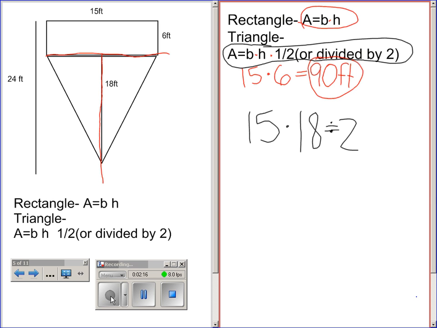So 15 times 18 is 270. To get 270, you must use order of operations. Multiply and then divide. 270 divided by 2 is 135 feet.